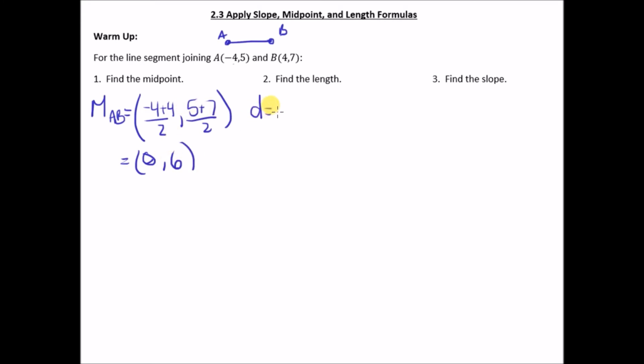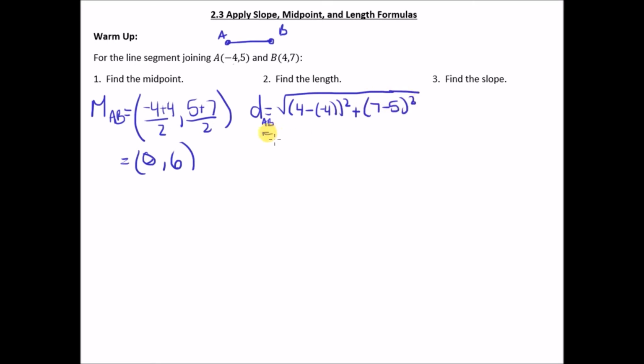Now let's find the distance. So the distance of AB, again, we're going B minus A here. So bracket 4 minus -4. That's not going to be canceled out, just want to highlight that. And then we're going to do 7 minus 5.